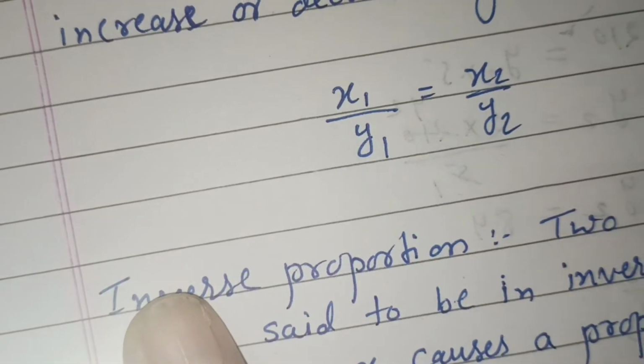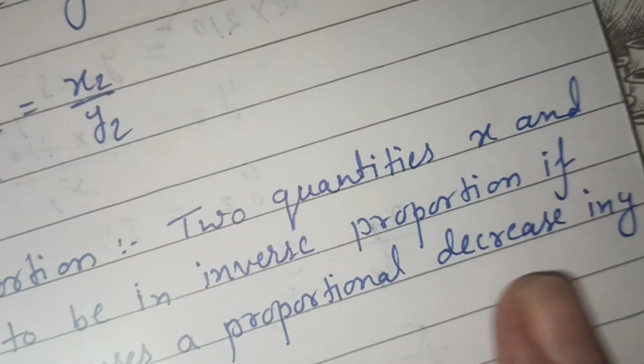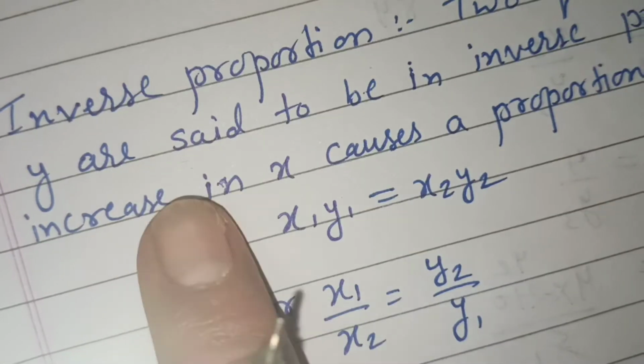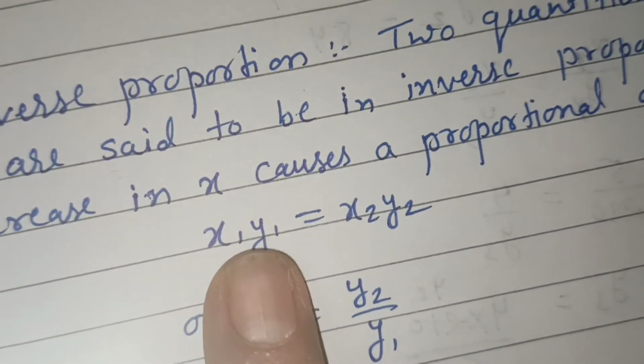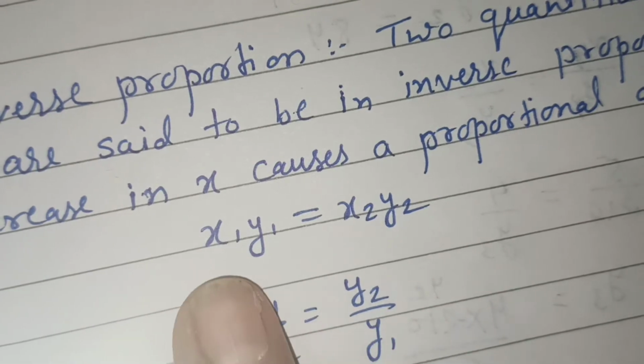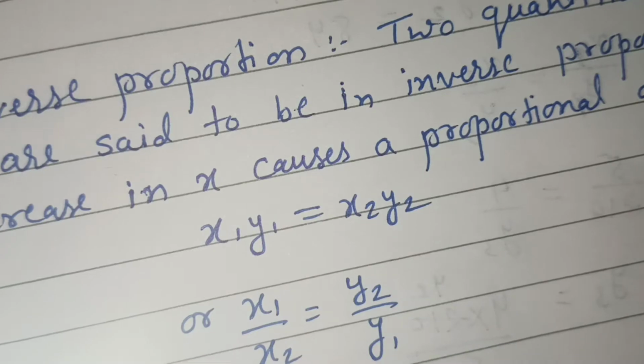And what is inverse proportion? Inverse proportion means two quantities x and y are said to be in inverse proportion if an increase in x causes a proportional decrease in y. And this formula we will use for inverse proportion: x1 y1 is equal to x2 y2.